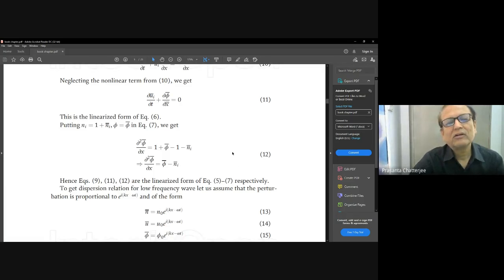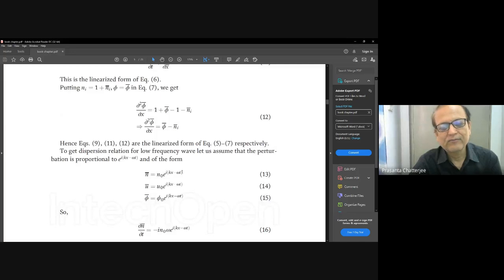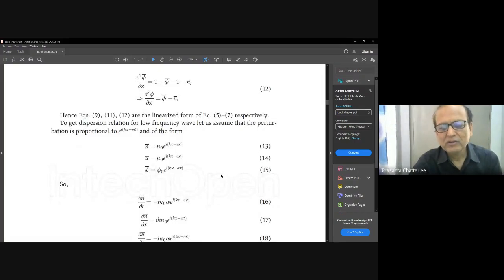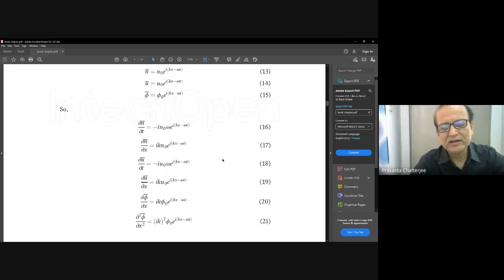We assume that all these perturbed quantities, that is ni bar, ui bar, etc., oscillate sinusoidally. This is an assumption. And accordingly, we write equations 13, 14, and 15 for n bar, u bar, and phi bar. So if we take derivatives of n bar, u bar, and phi bar with respect to t or x, we get equations 16, 17, 18, 19, 20, and 21.